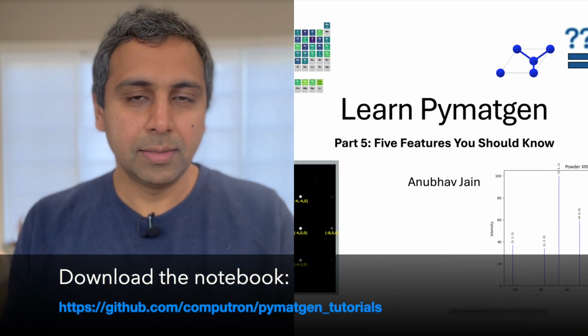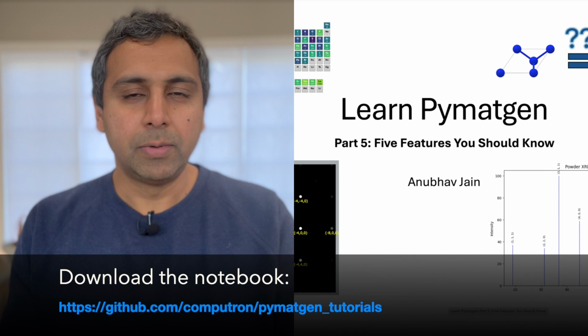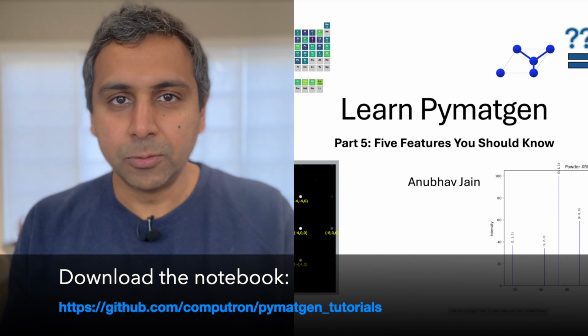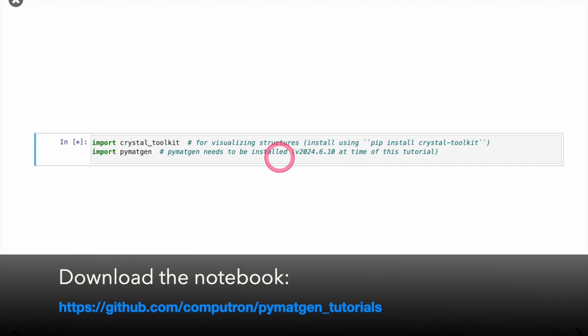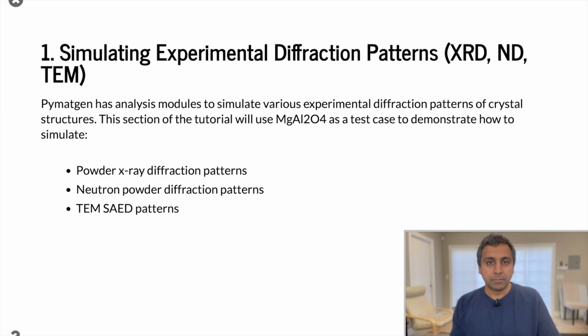And so I'll link the Jupyter notebook down below where you can run things yourself at your own pace if you need to. And as in previous tutorials, we're going to be using the Crystal Toolkit library to make the structure visualizations interactive. All right, so feature number 1 is simulating experimental diffraction patterns.